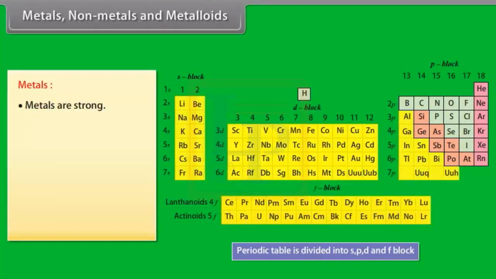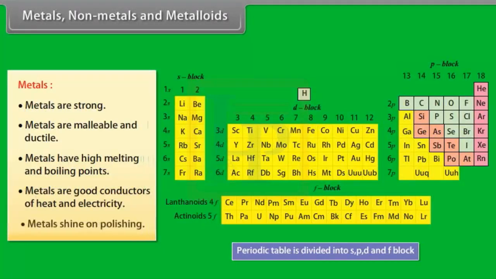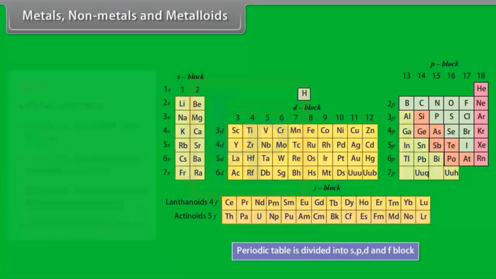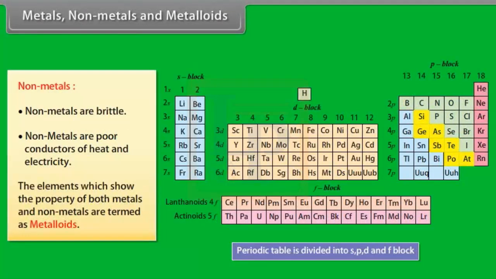Metals, nonmetals, and metalloids. Metals. Metals are strong. Metals are malleable and ductile. Metals have high melting and boiling points. Metals are good conductors of heat and electricity. Metals shine on polishing. Non-metals. Non-metals are brittle. Non-metals are poor conductors of heat and electricity. The elements which show the properties of both metals and non-metals are termed metalloids.